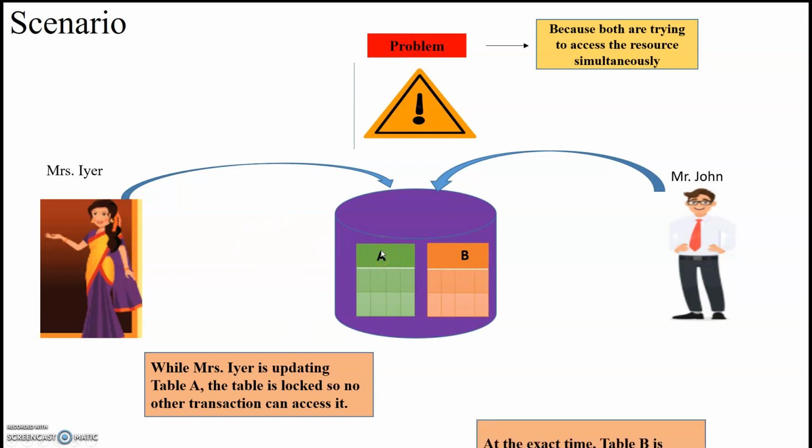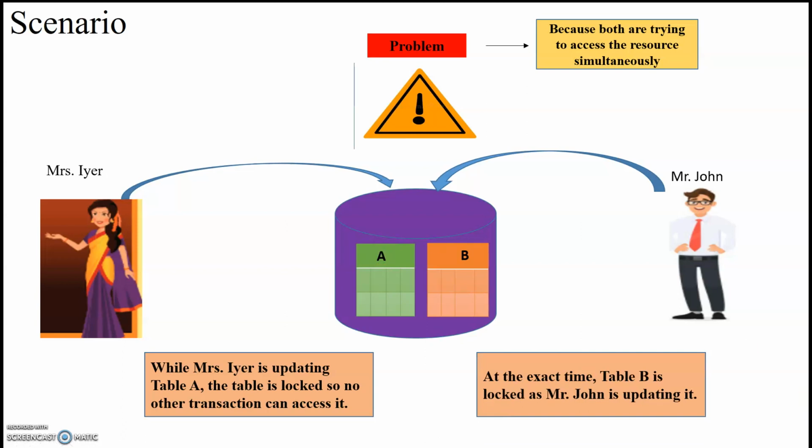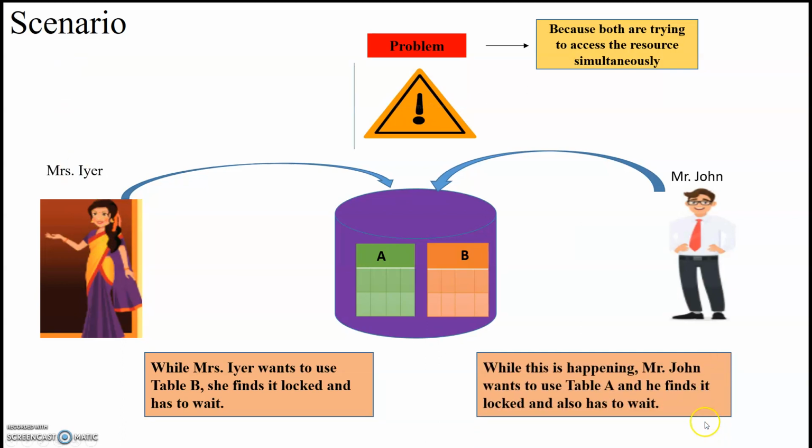John to update. In a similar manner, at the exact time, table B is locked as Mr. John is updating it. And Mrs. Iyer finds that table B has been locked because Mr. John is already using it. Mrs. Iyer has to wait for the table to be released. At the same time, Mr. John wants to use table A, which is already with Mrs. Iyer. He finds that table A is locked, and so he also has to wait for some time.